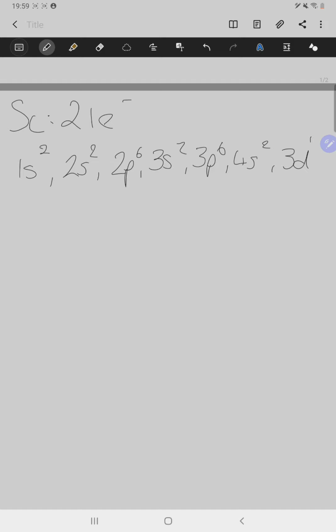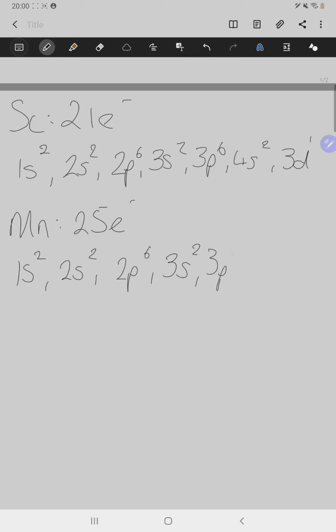So by and large, they follow the same rules, just with the 4s sublevel coming first because it is lower in energy. Say if we take manganese. Manganese has 25 electrons, so that will give us 1s2, 2s2, 2p6, 3s2, 3p6, 4s2, and 3d5. Since it is in the 3d sublevel, every sublevel before that has to be full following the Aufbau principle.